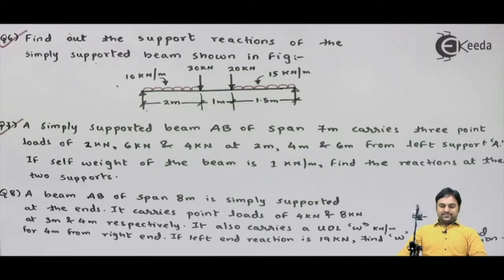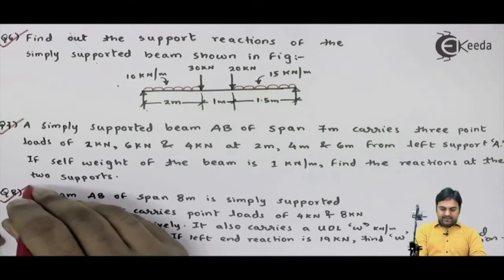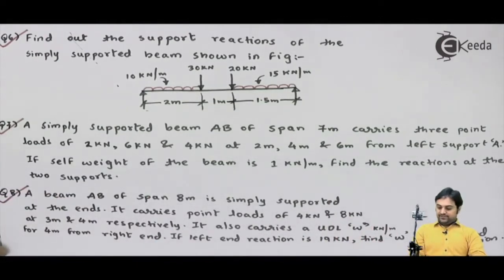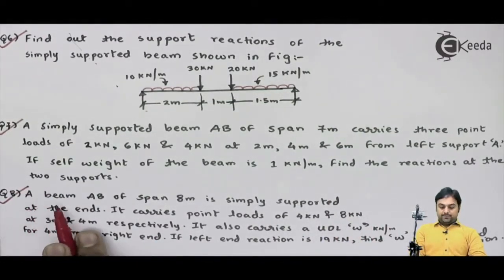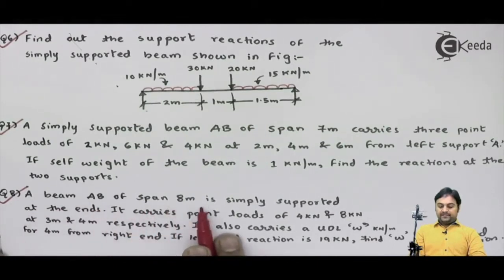Let us take the next question, that is question number 8. I am marking this. Let's read what is given here. A beam AB of span 8 meter is simply supported at the ends. It carries point loads of 4 kilonewton and 8 kilonewton at 3 meter and 4 meter respectively.